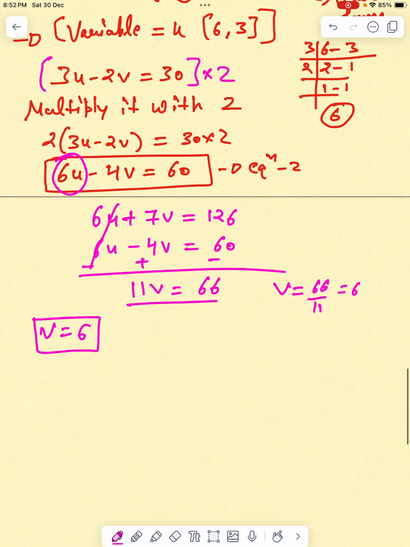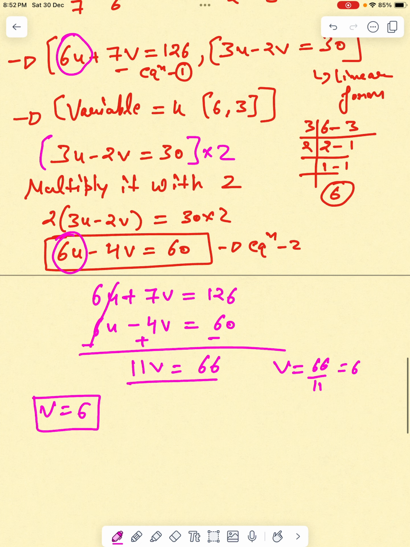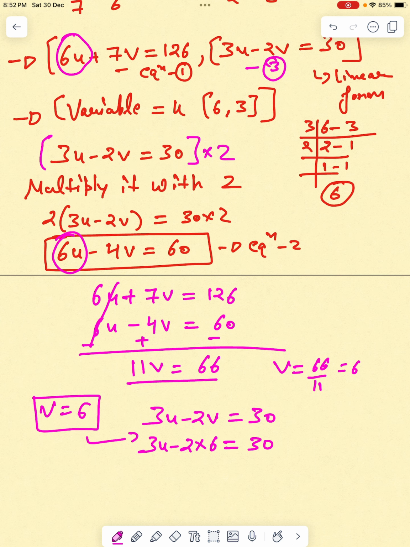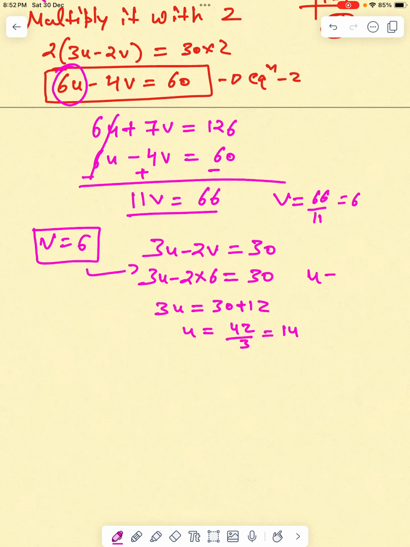So what about the value of u? Put the value of v in this equation, that is equation number 3, 3u minus 2v is equal to 30. Put v equal to 6 in this. 3u minus 2 multiplied by 6 is equal to 30. So 3u is equal to 30 plus 12. You can say u is equal to 42 divided by 3, which is equal to 14. So the value of u we are getting is 14 and v is 6.